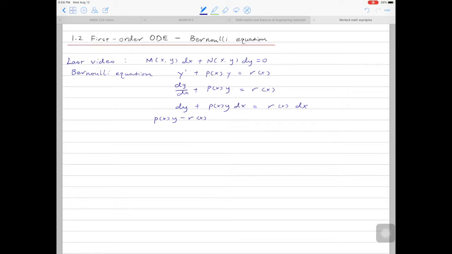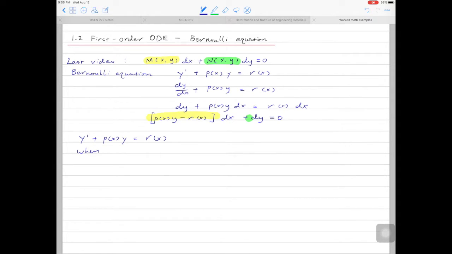That is (p(x) y minus r(x)) dx plus dy is equal to 0. If we compare this expression to the most general form, M(x,y) is the same as p(x) y minus r(x), and N(x,y) is simply just 1. Let's rewrite the Bernoulli equation in the original form.